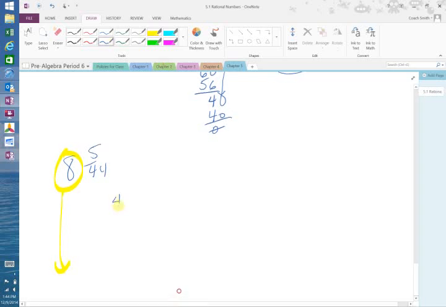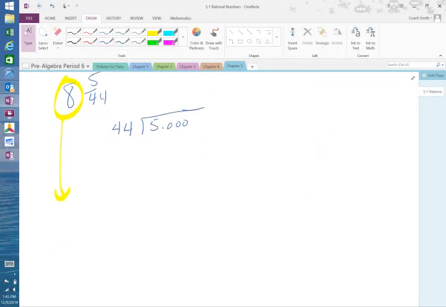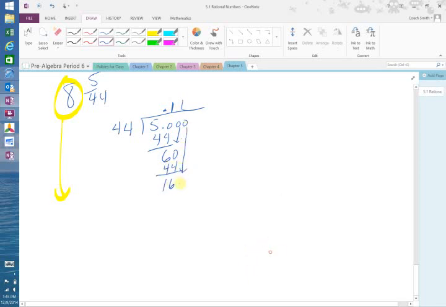What I'm going to do right now is divide 44 into 5. I just always put zeros after it as a habit. No, it's not always going to be 3 zeros. It could be 1. This one's going to end up probably 4 or 5 zeros after it. I just put that because I know I need some zeros after it. So if I divide 44 into 50, it goes 1 time. That would be 44. Remainder 6, bring down my 0. 44 into 60, 1 time, 44, remainder 16, bring down a 0.